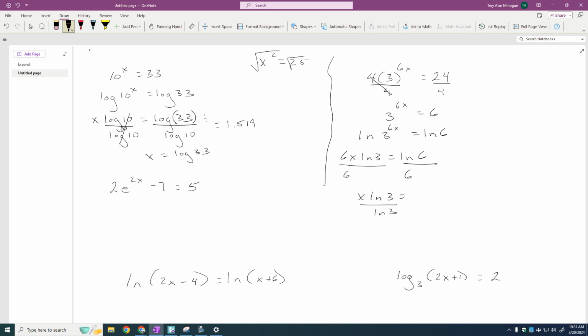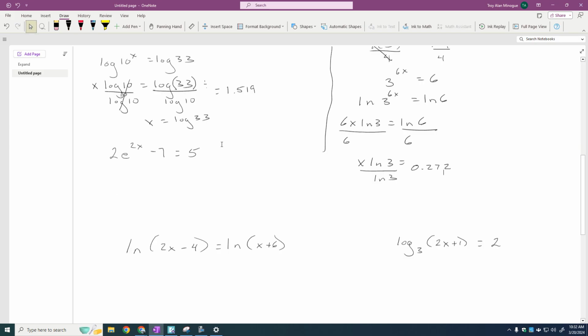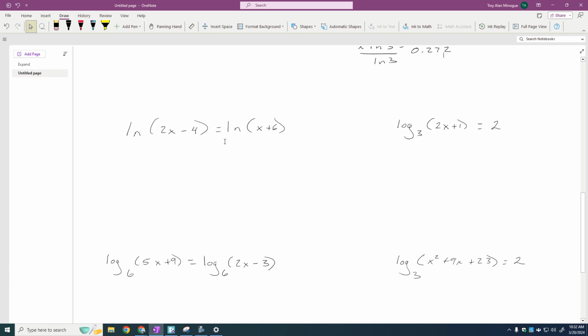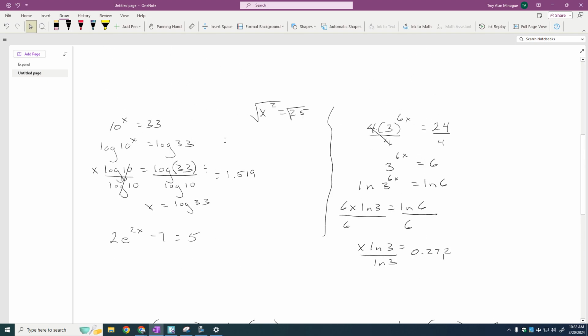Okay, I guess I'm going to hit pause and go type it out, I don't have that one typed out. So when I do that, I get 0.272. 3 decimal places is a good rounding spot. All right, those are solving exponentials.